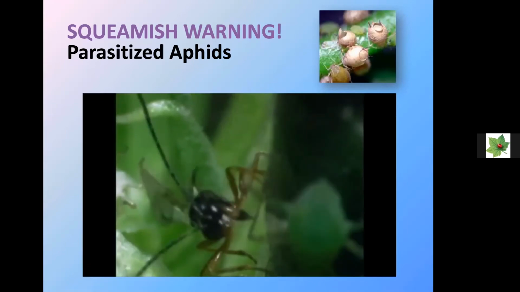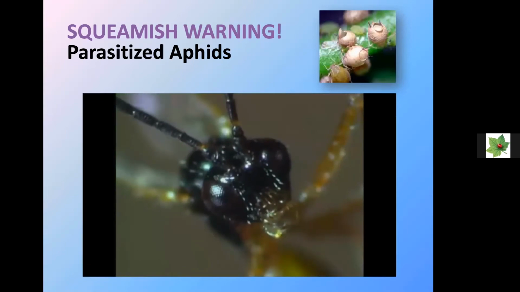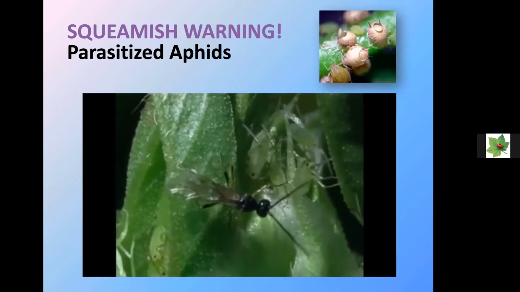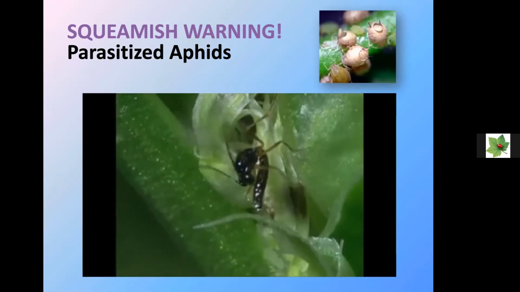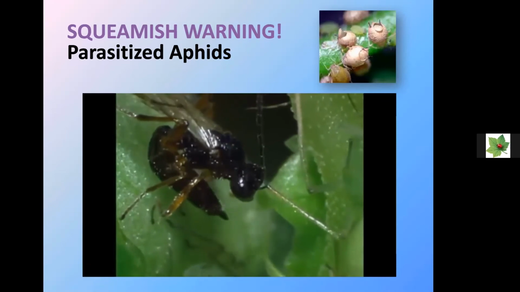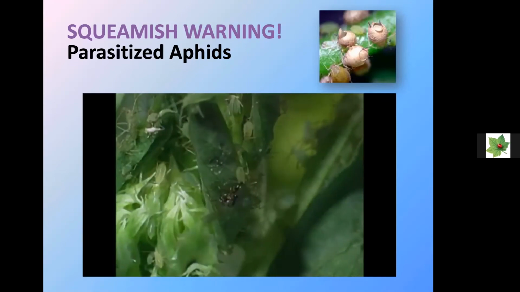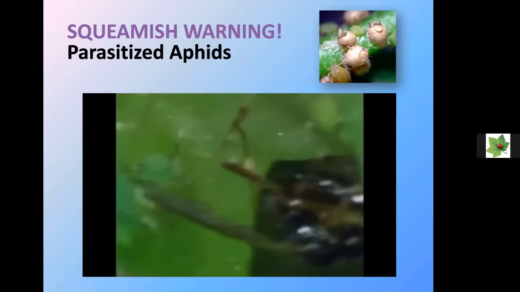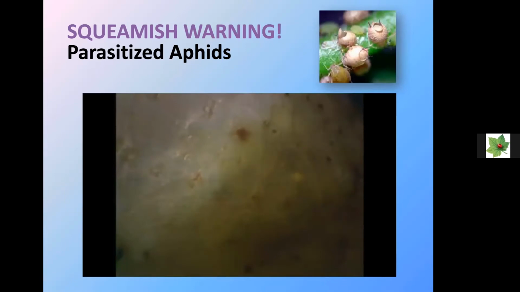So you can see they're almost the size of an aphid. So they're really, really tiny, and they just go through and they are laying a single egg into each aphid. And I'm not sure exactly how long it takes. Aphids don't live very long, so it must happen pretty quickly. So as they go through, they can lay hundreds of eggs over a short amount of time.